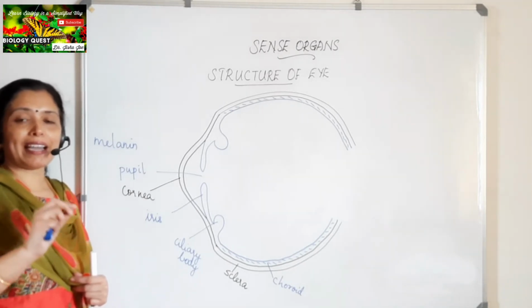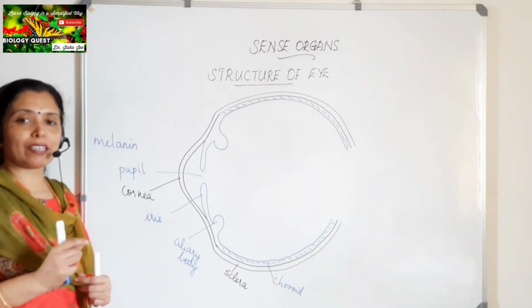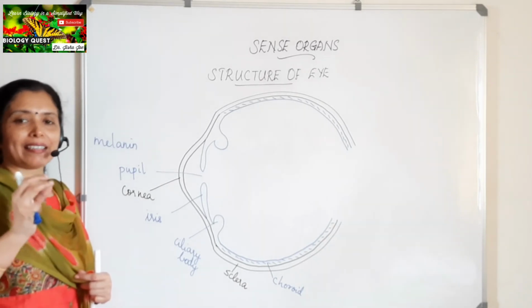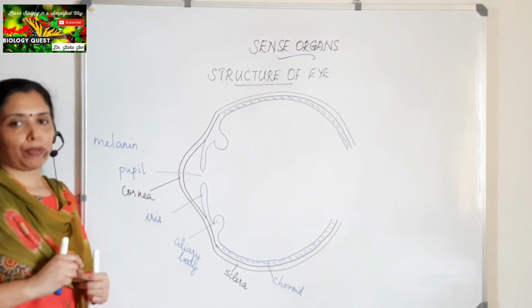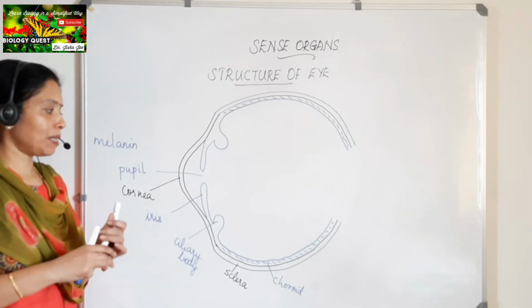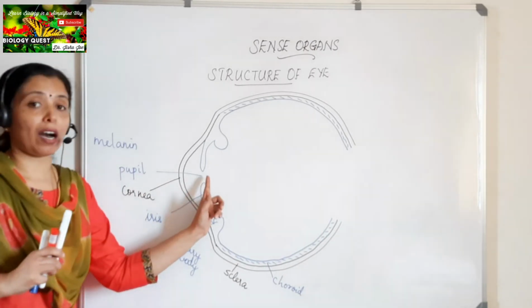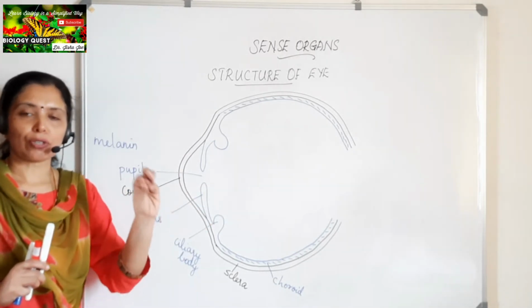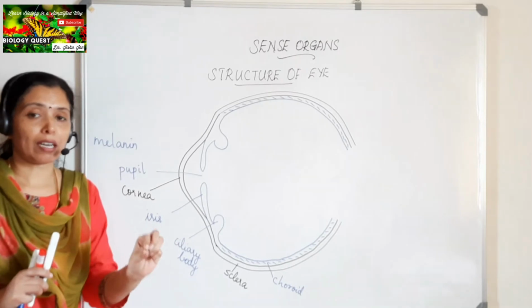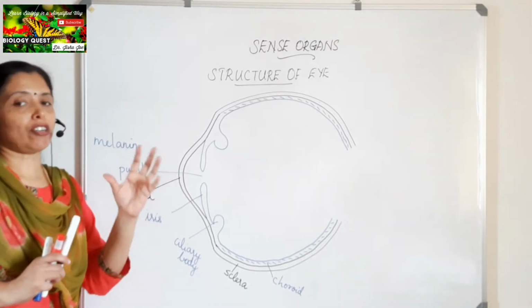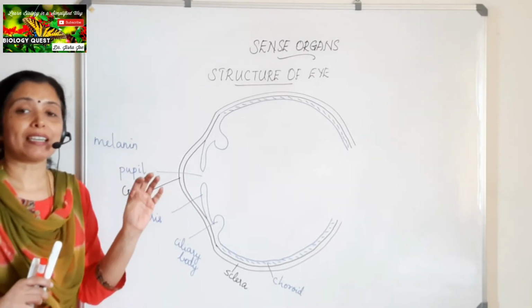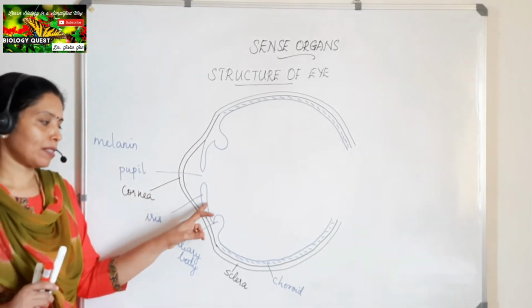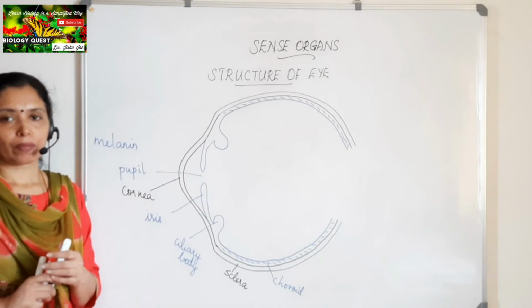So the radial and the circular muscles present on the iris help in the widening and the constriction of the pupil. That means the light enters our eye through the pupil. The pupil constricts due to the activity of the circular muscles, and the widening of the pupil is due to the activity of the radial muscles that are present on the iris.